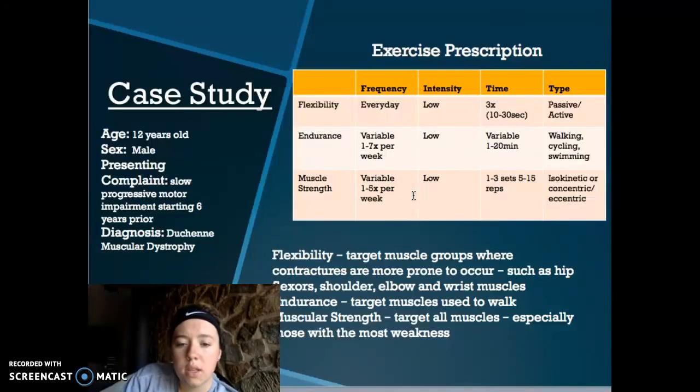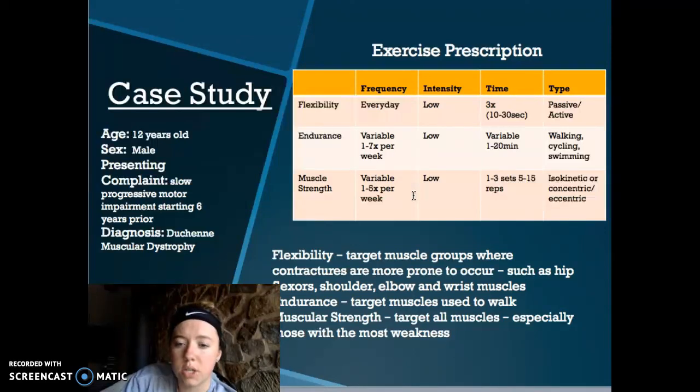Muscle strength, again, can be variable depending on how he's feeling. If he wakes up one day and doesn't feel like doing it, or has a bad week, that's fine, but we really want to try and get that flexibility in no matter what. With muscle strength, it's 1 to 5 days per week, low intensity again, 1 to 3 sets of 5 to 15 reps. And again, they can be holding, such as a wall sit or holding a weight in the air. And then below I have listed the flexibility.